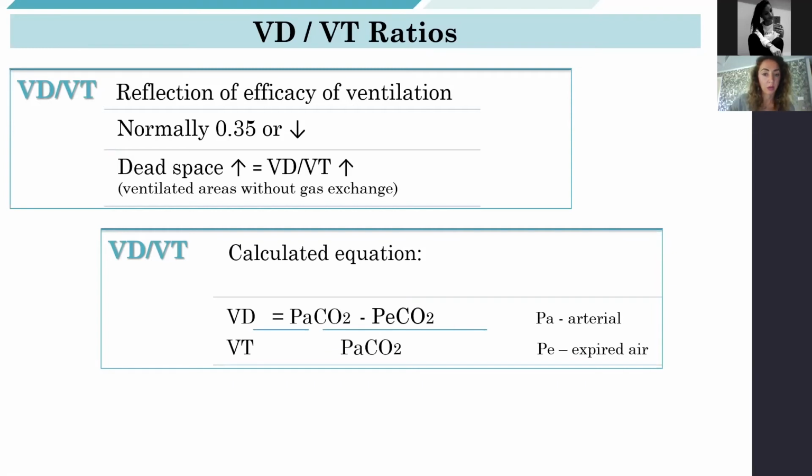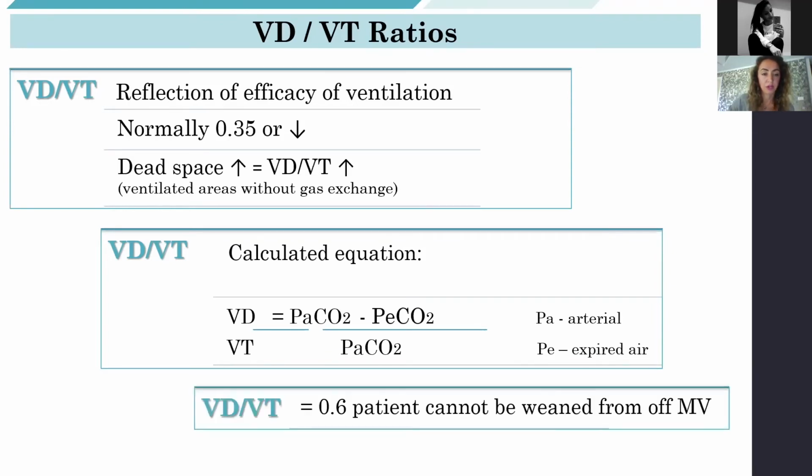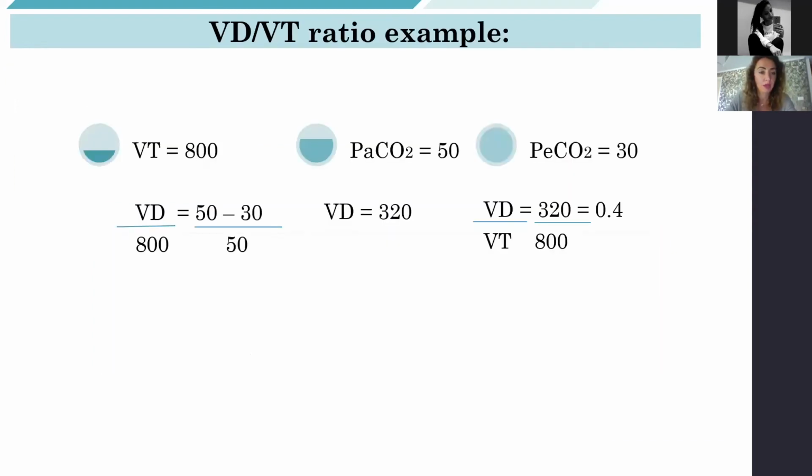Then we will calculate the VD/VT ratio, and we will see that this patient, who has a tidal volume of 800, PaCO2 of 50, and PeCO2 of 30, will have a VD/VT ratio of less than 0.6. If a patient has a VD/VT ratio of 0.6, they can be weaned from mechanical ventilation. Next slide is the example that I was telling you about.